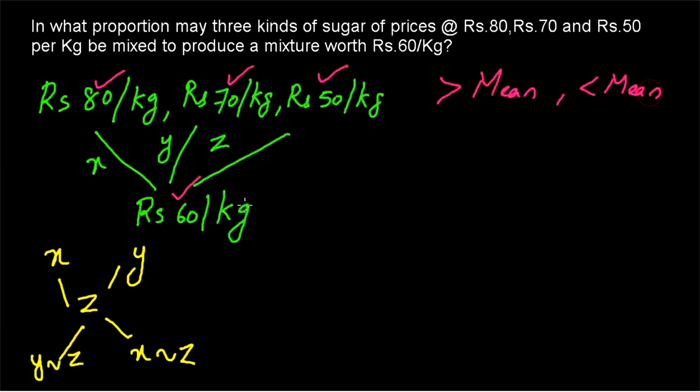So here you can see our mean is 60. Greater than the mean we have 70 and 80, so they come in one group. 80 and 70 in one group. And 50 is less than 60, so it comes in the second group. This is how grouping is done.